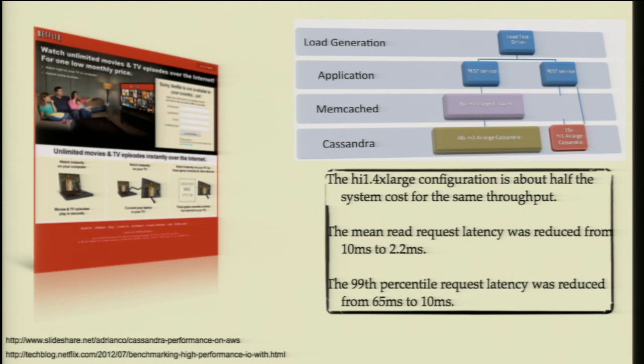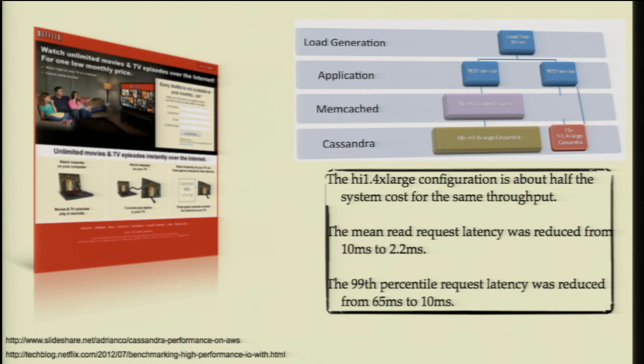And their 99th percentile request latency went from about 65 milliseconds to 10 milliseconds. Werner talked about 99th percentiles today. I think that's really important. So they were able to halve the system cost for the same throughput. That is using our high I/O SSD-backed instances. The one that is released today? No, this has been around for a while, about 6 months.